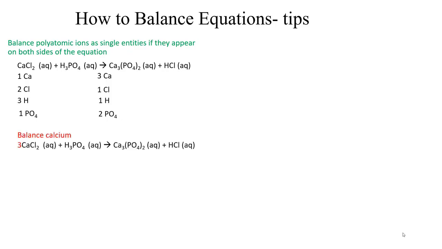So let's put a 3 in front of the calcium chloride, and now that gives us 3 calcium on the reactant side to match the 3 calcium on the product side. Now this also changes the number of chlorine atoms on the reactant side. Since we have 2 chlorine atoms for every 1 molecule of calcium chloride, we have to multiply the coefficient by the subscript. So here we have 3 times 2 gives us 6 chlorine atoms.